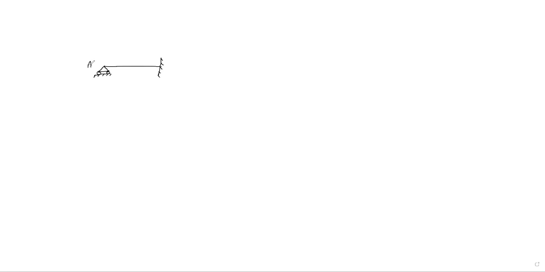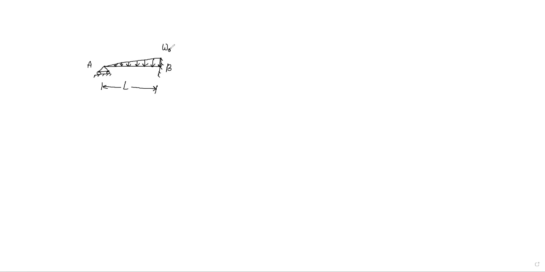Let's say this is end A, and this is end B. The total span of this beam is, for example, L. Let's suppose this beam is subjected to a distributed load in the form of a triangle, a triangularly distributed load, such that the intensity of load at the fixed end is W naught. We have to find the deflection of this beam.